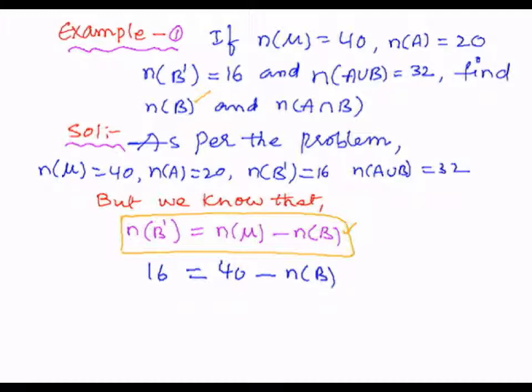I want to transpose. In order to find n(B), its coefficient must be 1 and with positive sign. So here n(B) is negative, which is on the right hand side. I want to transpose it to the left hand side. So I am going to transpose minus n(B) to the left hand side. Similarly, at the same time 16 will be transposed to the right hand side, which is positive.